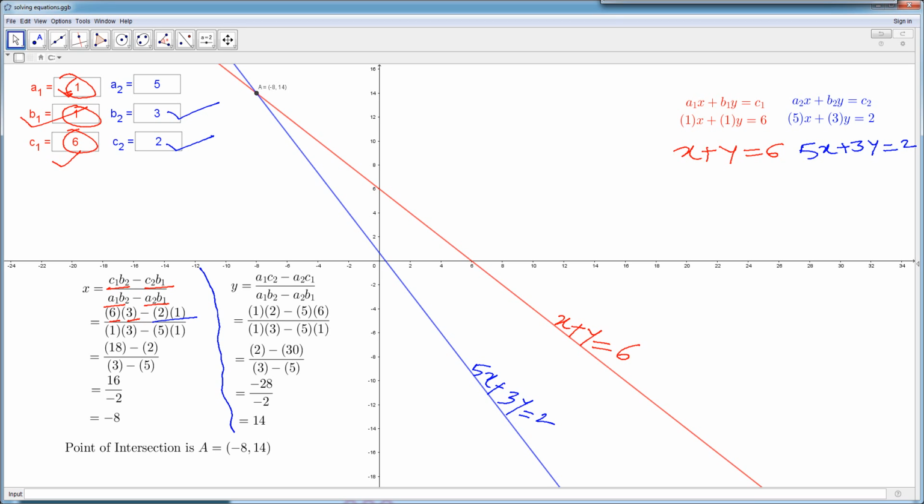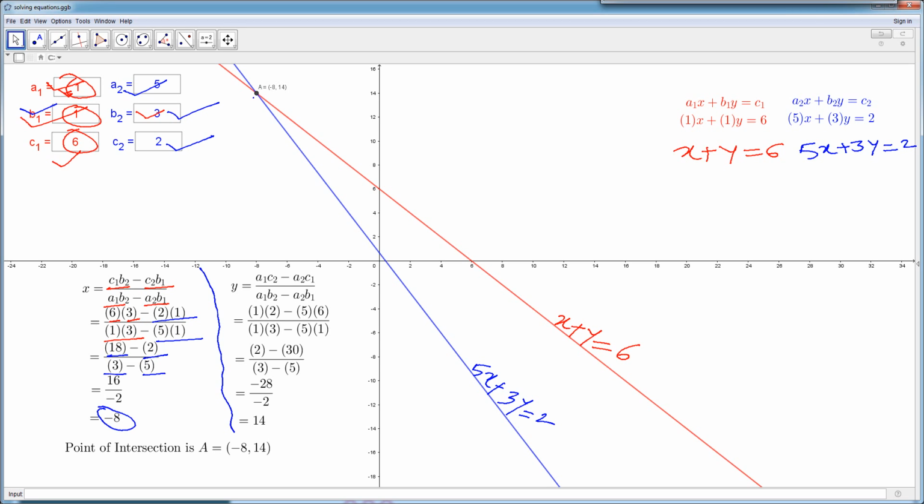Again substitute the values of A1 B2. A1 is 1, B2 is 3, so 1 into 3. A2 B1: the value of A2 is 5, B1 is 1, so 5 into 1. Simplify. 6 into 3 is 18, 2 into 1 is 2, 1 into 3 is 3, minus 5 into 1 is 5. So 18 minus 2 upon 3 minus 5. That comes to 16 upon minus 2, which is equal to minus 8. So we obtained x as minus 8.